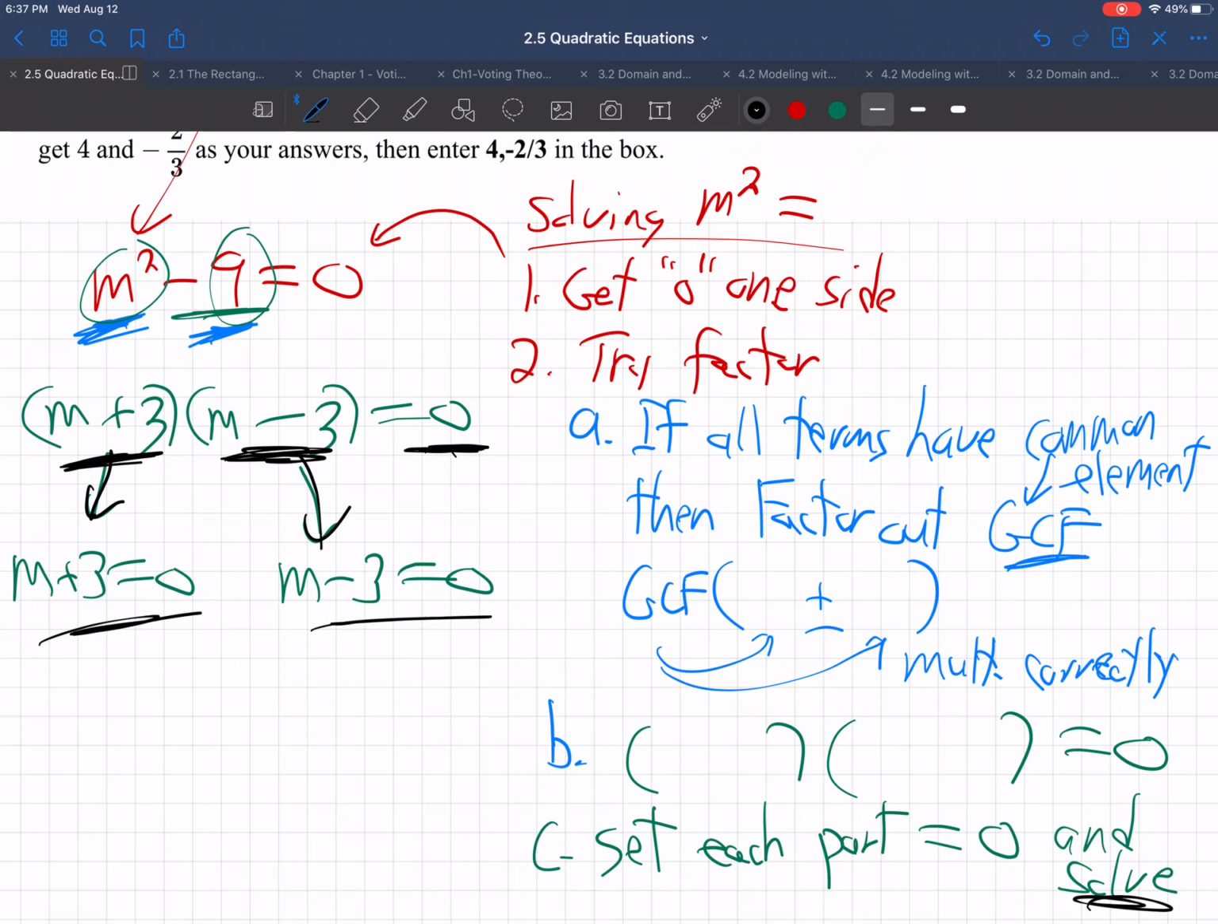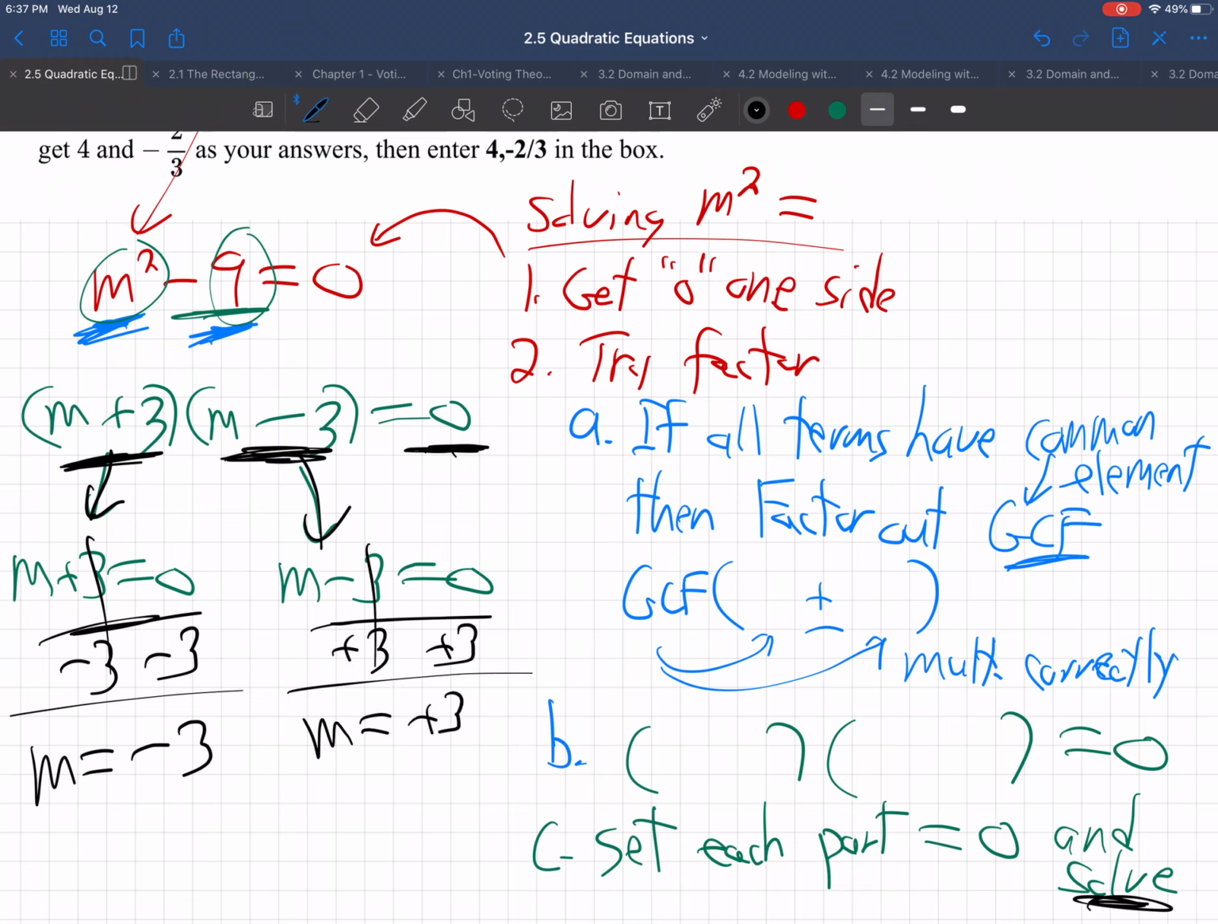And then we solve from there. What do we mean solve? Well, subtract 3 from both sides. Boom. Still a little equation. It's two separate equations now. Add 3 to both sides there. Boom. Plus 3. So there's our two answers. Minus 3, plus 3. Two answers. So you type those in either order. Doesn't matter. There's the two answers.